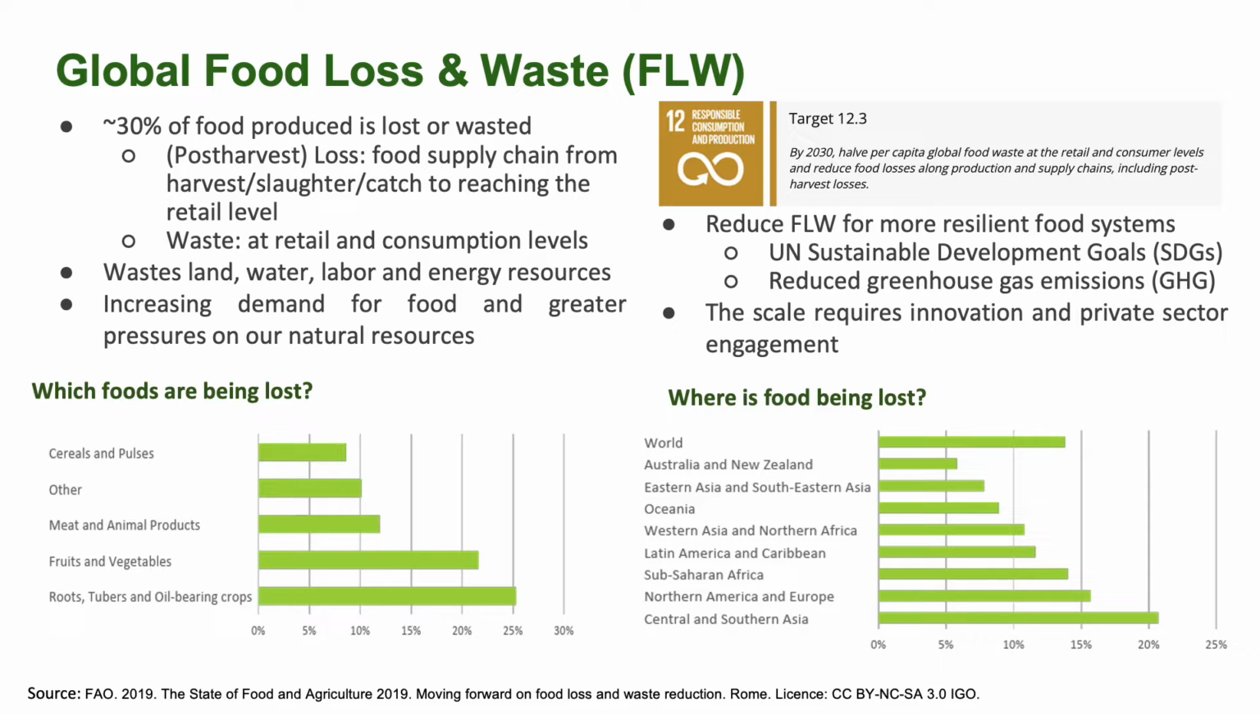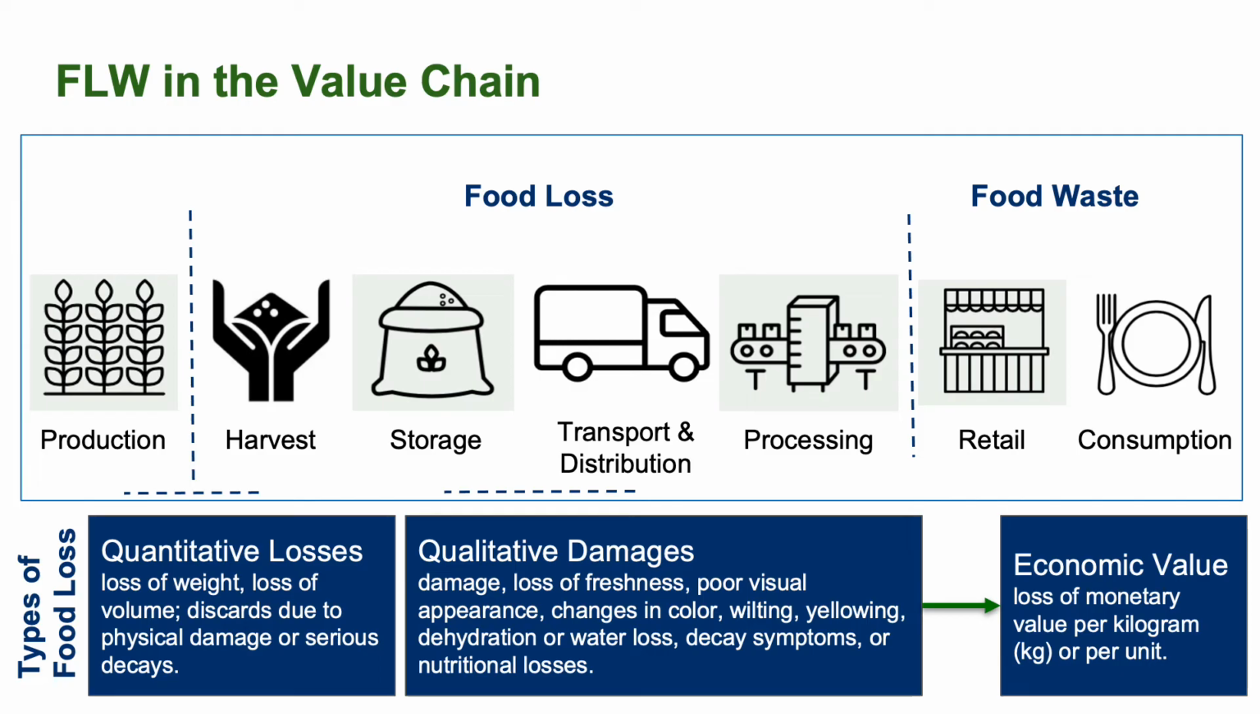There's a variety of different ways in which food is lost based on the type of food it is, where we see higher losses in fresh fruits and vegetables and slightly lower losses for cereals and pulses. Also, depending on where you're at in the world will influence how much loss you can expect to see.